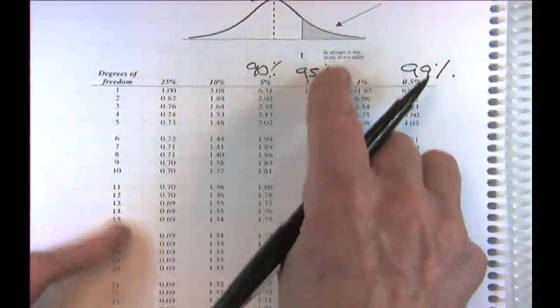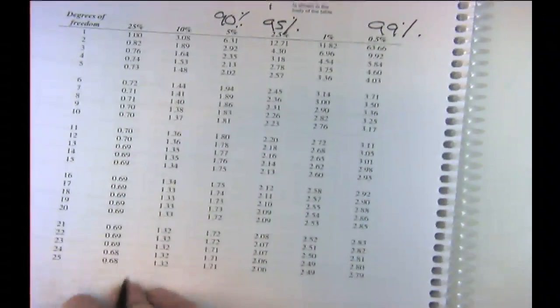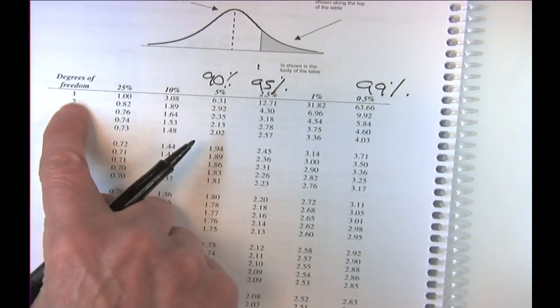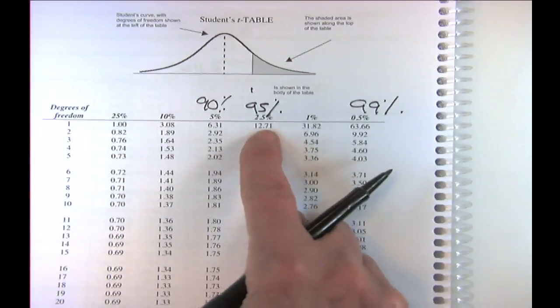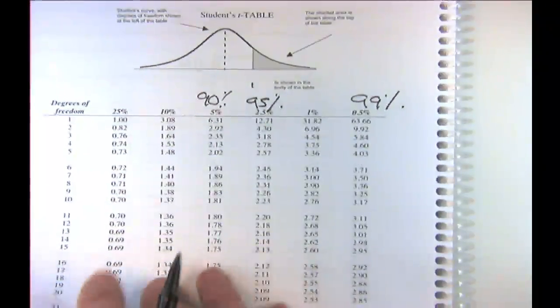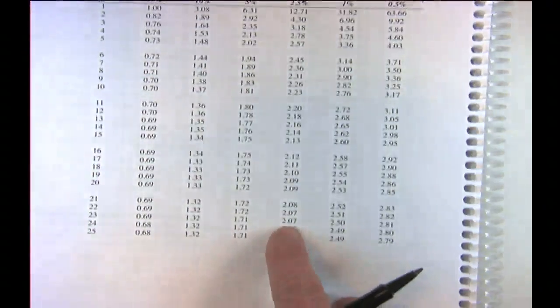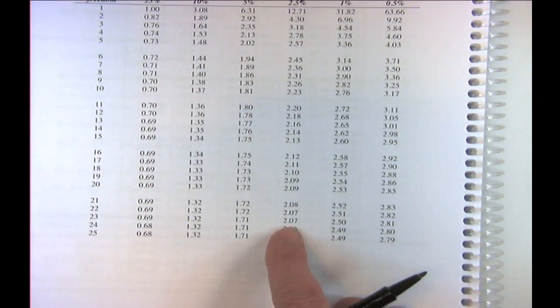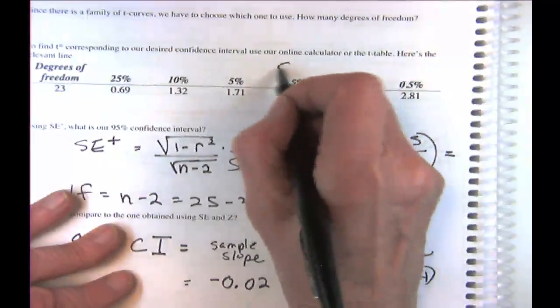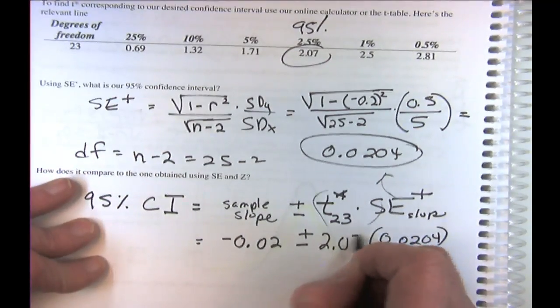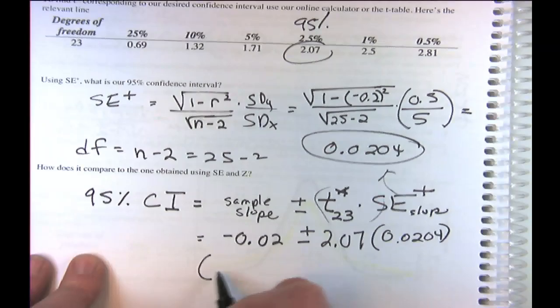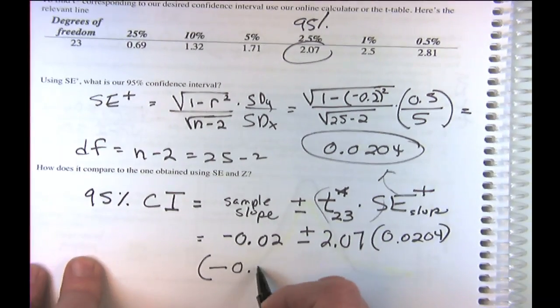Now, for 23, you have to look at the right. If we had degrees of freedom 1, we'd have a huge critical value. But we're all the way down at 23. It's getting close to our regular one with the normal curve of 2. It's 2.07. So that's what we're using. It's right here, 2.07.